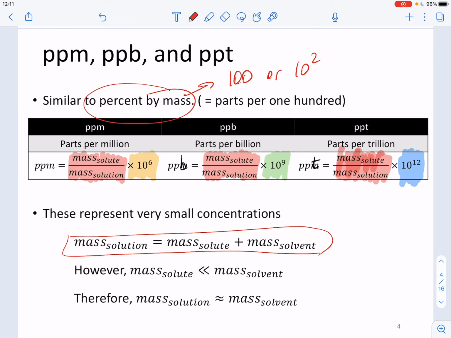The other relationships are still valid, meaning the mass of solution is still the mass of solute plus the mass of solvent. However, whenever you see these concentrations, ppm, ppb, and ppt, they represent very, very small concentrations, so very little solute in that solution. The mass of the solute is so small that most of the time it doesn't count. So the mass of solute is really small compared to the mass of solution. Therefore, with these concentrations, the mass of the solution will be approximately equal to the mass of solvent.